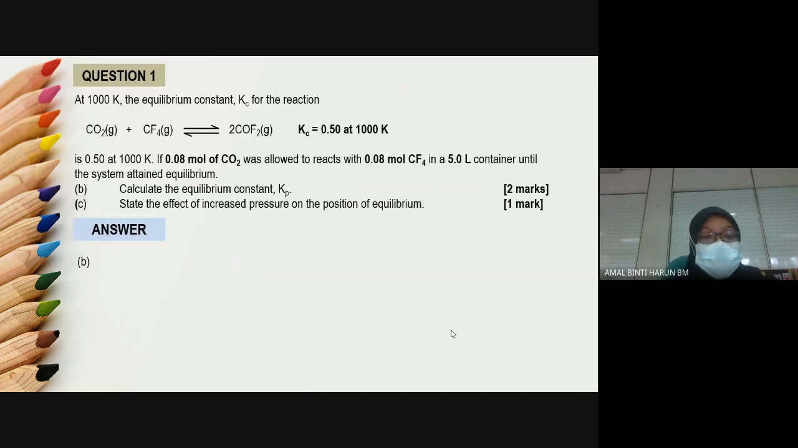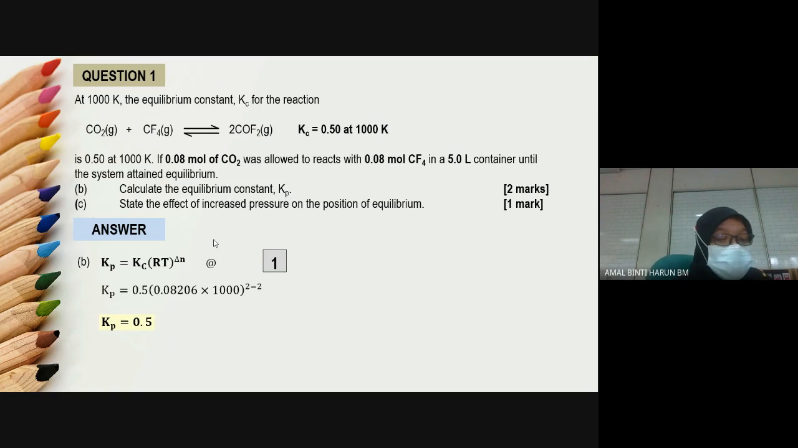Next. Take the effect of increasing pressure on the position of equilibrium. So now we want to look at increasing the pressure. This is Le Chatelier's principle. The disturbance now is increasing pressure, so the correction is to decrease the pressure, so it will shift to the side with the lower number of moles. In this case, we want to prove it mathematically. We use Kp equals Kc(RT) to the power of delta n. What is the value of delta n? The number of moles of product minus reactant, 2 minus 2. Substitute, and you get Kp equal to 0.5.